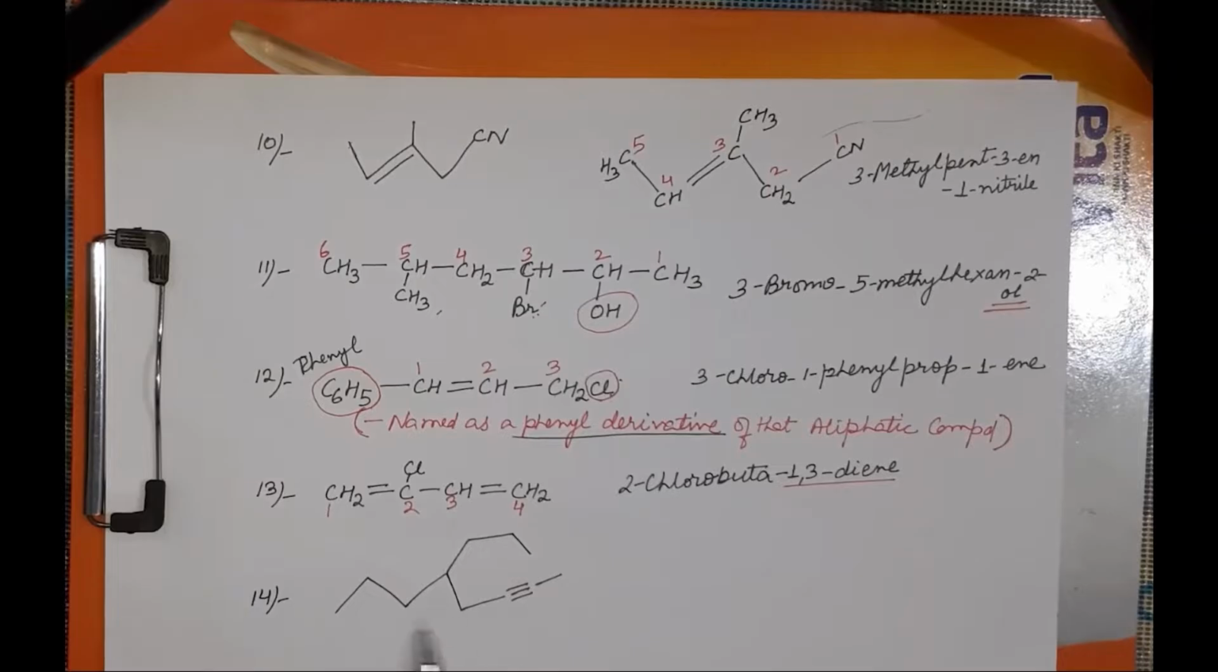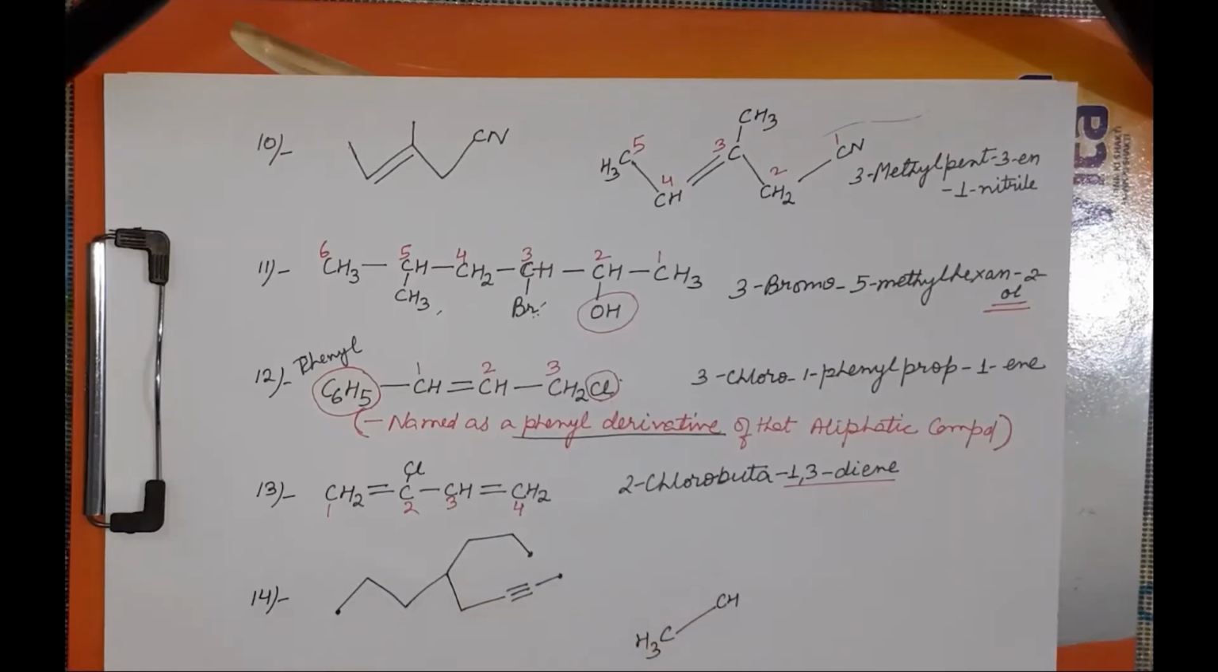Now this example is looking somewhat complicated. So first we will write it in a simpler way, in the condensed formula form. We know that these three are the terminal carbon atoms in the bond line formula. So all these three carbons will be CH3 in this case. So we can write it like this, CH3.